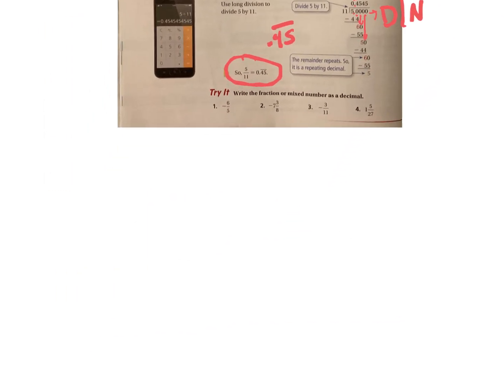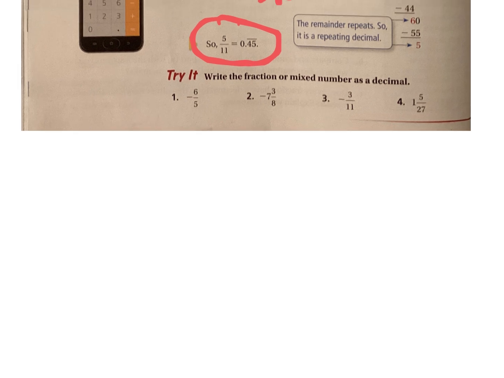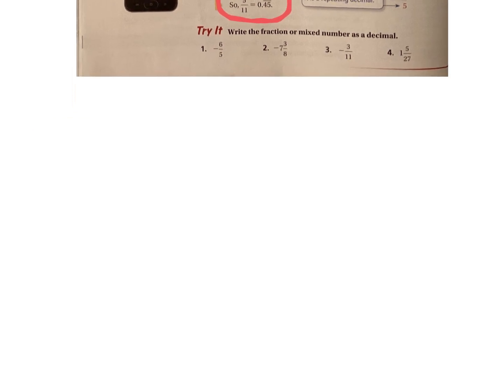Okay, the try-its. Number 1 is -6/5. I know that's going to be negative in the end, but if I want to do it by hand, the numerator goes inside, denominator goes to the side.